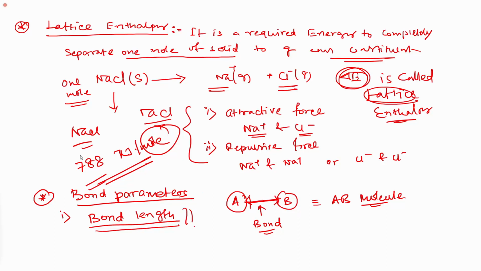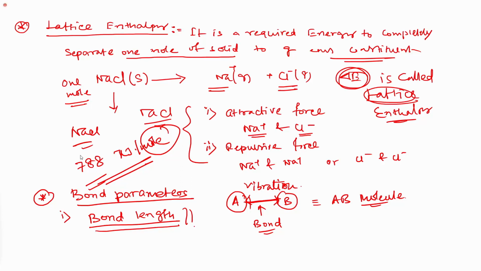Always remember that between the two atoms, this bond is always vibrating. There is always a vibration between the A and B atoms. Due to the presence of that vibration, the bond length is not fixed, because it vibrates like a spring. That's why the bond length is not fixed.